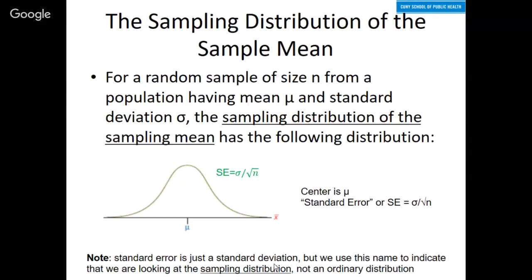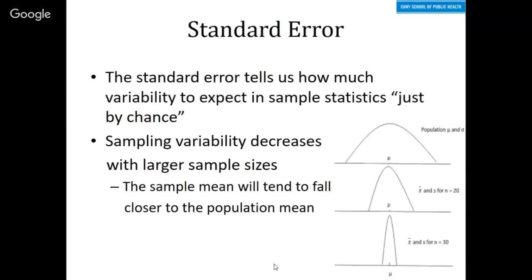So if you ever have the question, should I show the standard error or the standard deviation? Remember that they show different things. It depends on whether you want to show the variability of individuals or your uncertainty in the mean. Roughly, it tells you how much variability to expect in your sample statistic due to sampling variability, just by chance, just by the luck of the draw.